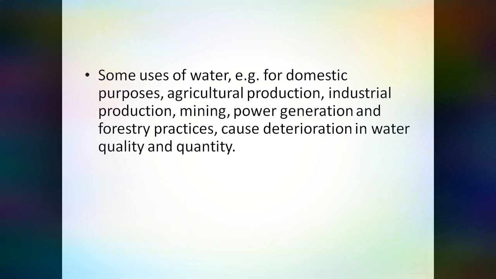Some uses of water, for example domestic purposes, agricultural production, industrial production, mining, power generation and forestry practices, cause deterioration in water quality and quantity. That is, some anthropogenic activities, some human activities, for example domestic purposes: when we use water in our houses, when we wash clothes, the water becomes contaminated with surf and detergents.